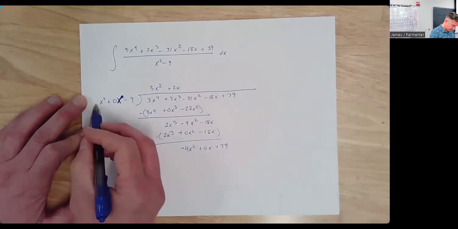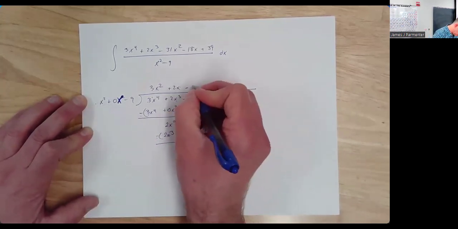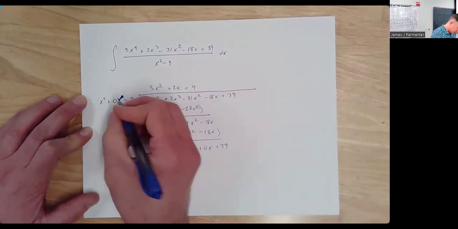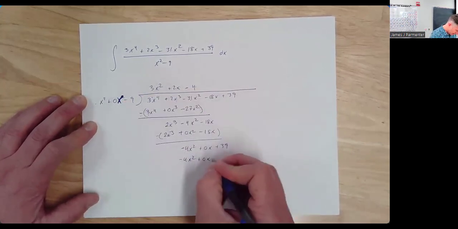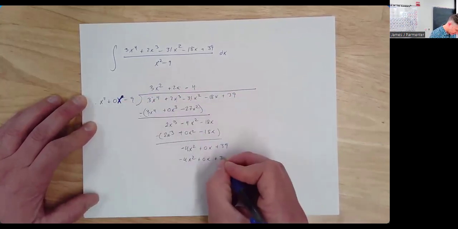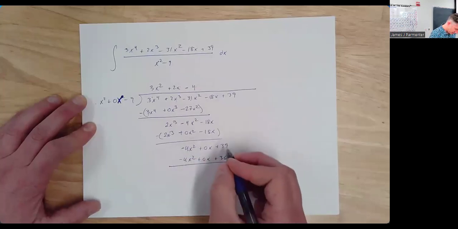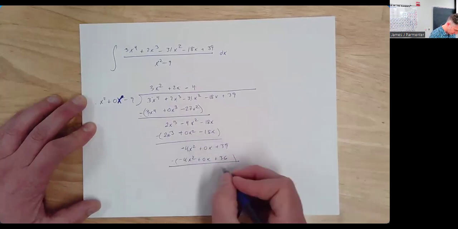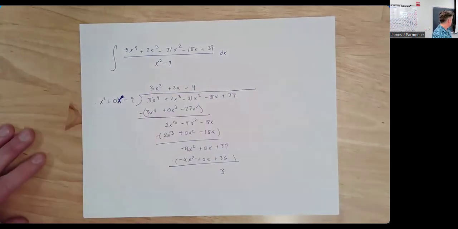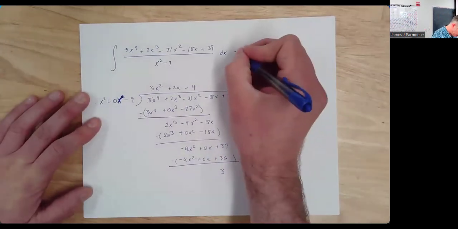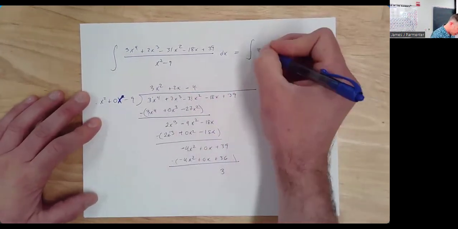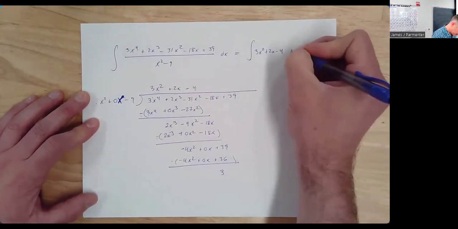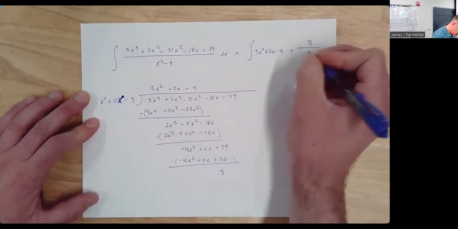So then what do you multiply x squared by to get negative 4x squared? Negative 4. Negative 4 times x squared is negative 4x squared. Negative 4 times 0x is 0x. And negative 4 times negative 9 is 36. Subtract. That minus that is 0, 0. 39 minus 36 is 3. What that means is we can then rewrite this integral as the quotient 3x squared plus 2x minus 4 plus the remainder divided by the divisor.